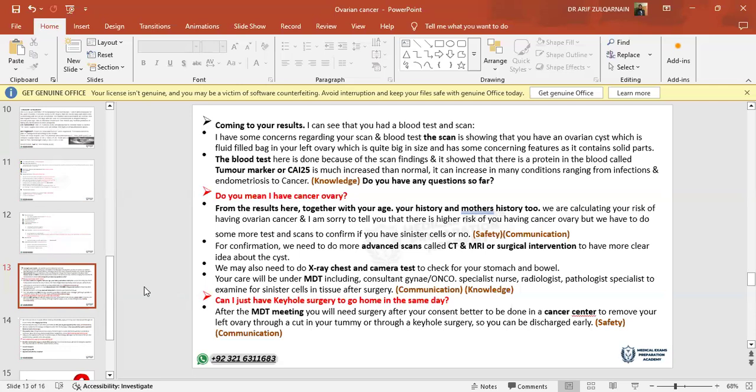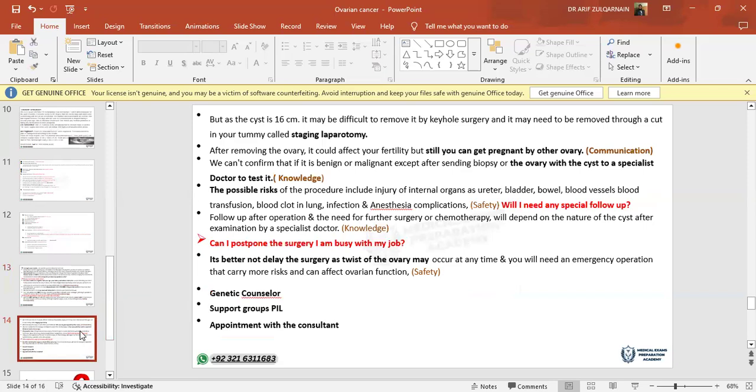You can tell her that after the MDT meeting, you will need surgery after your consent, and it is better to be done in a cancer center to remove your left ovary through a cut in your tummy or through a keyhole surgery, so you can be discharged early. But in most cases, if you are suspecting a cancer, we have to go for a staging laparotomy, and we will do an open surgery, not the keyhole surgery.